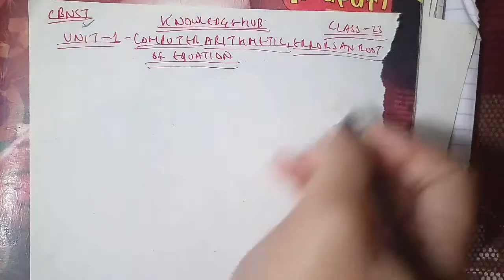Today we're going to start with your CBNST, the Computer-Based Numerical and Statistical Technique. This is the 23rd class of the session. In this we have to start with Unit 1, as we had started in the last classes. The name of the unit is Computer Arithmetic, Errors and Roots of Equation, which is of course an important one, and we have to discuss it in detail.